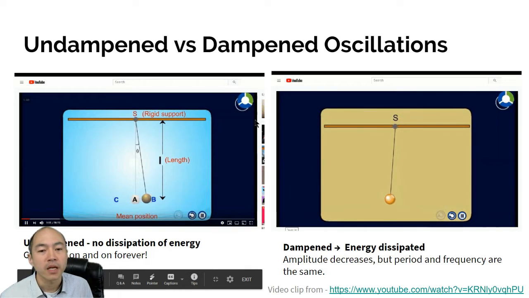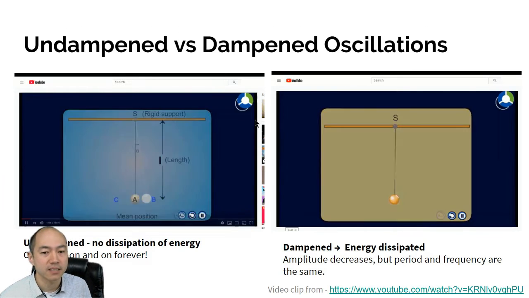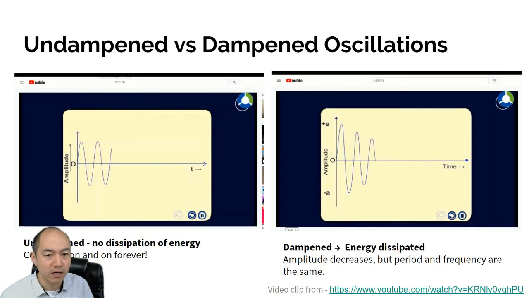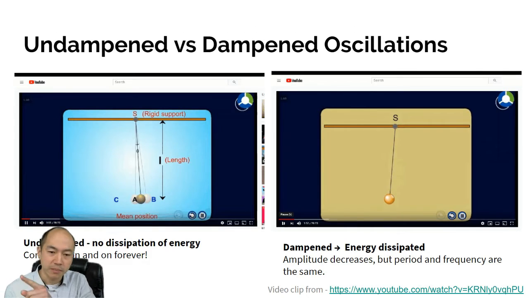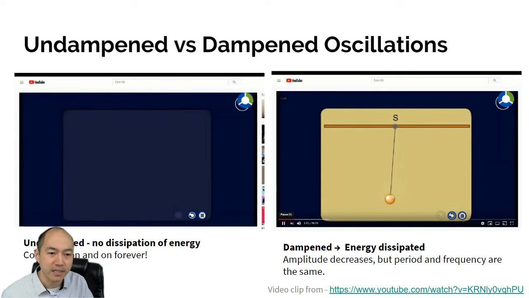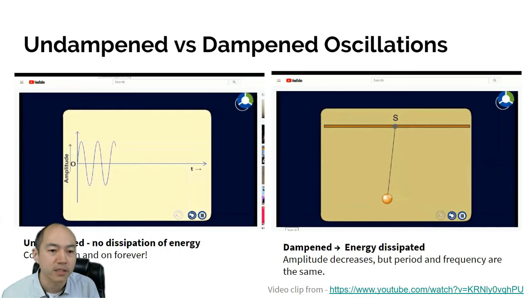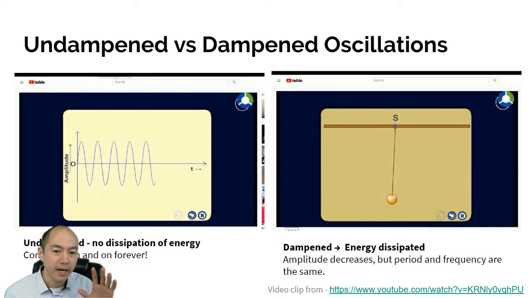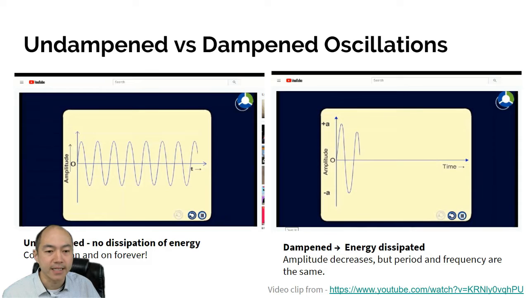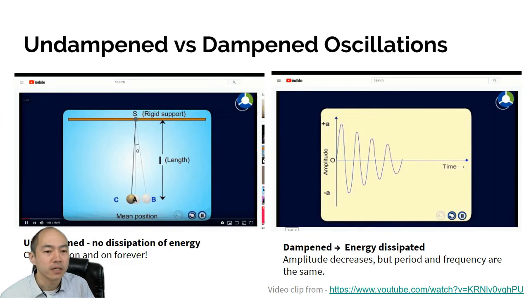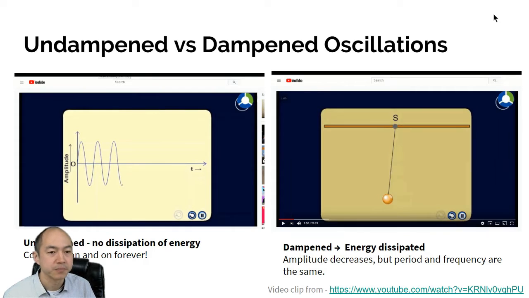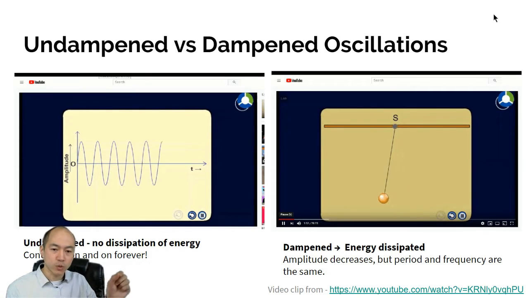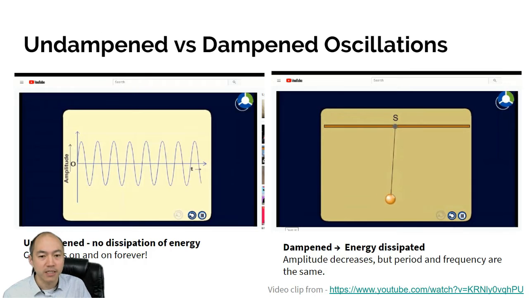So an undamped oscillation is one that goes on and on and on forever, right? You'll notice that the amplitude stays exactly the same. If it starts on one side, it swings back, and it swings to exactly the same height. But we know that in the real world, there are things like air resistance and friction and dissipated energy. And so in the real world, you have what is called a dampened oscillation, where that amplitude, that swinging, gets smaller and smaller and smaller.